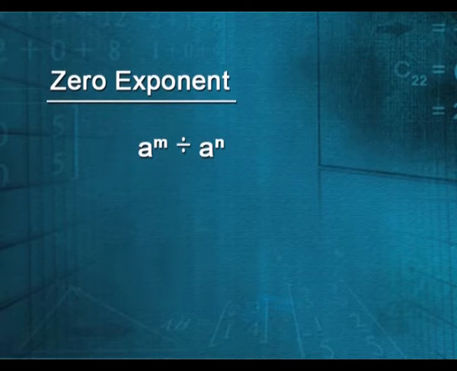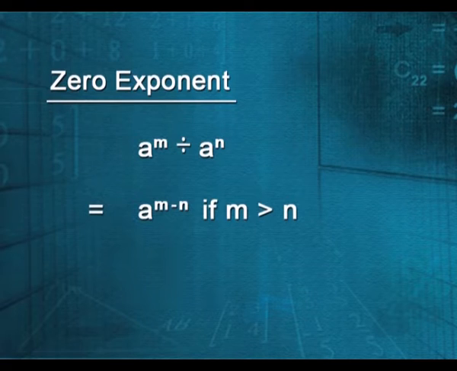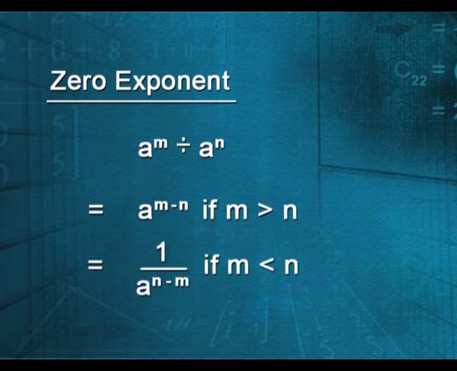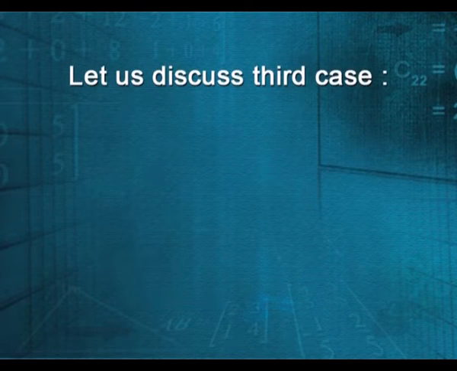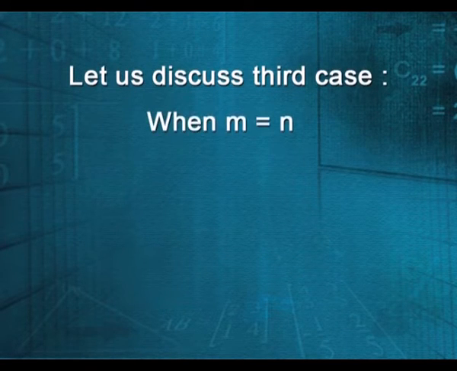We have explored two conditions. A raised to power m divided by a raised to power n is equal to a raised to power m minus n if m is greater than n, and the second condition was a raised to power m divided by a raised to power n is equal to 1 upon a raised to power n minus m if m is less than n. Now, let us discuss the third case when m is equal to n.